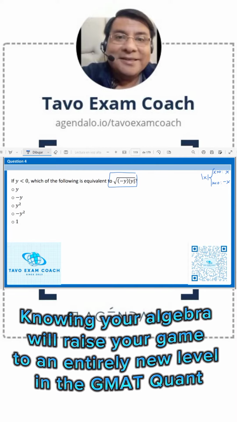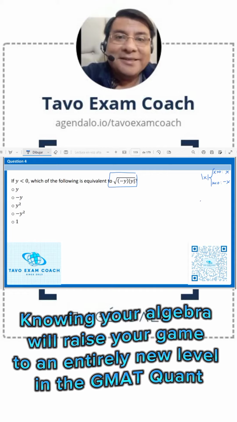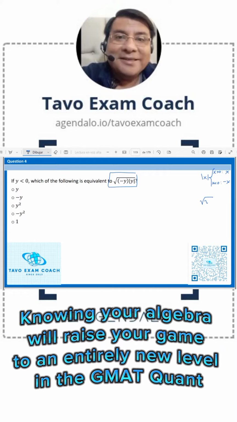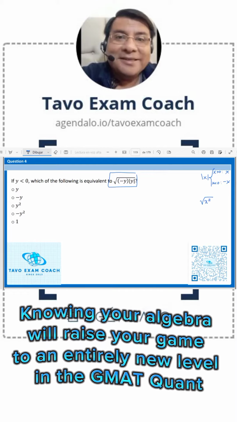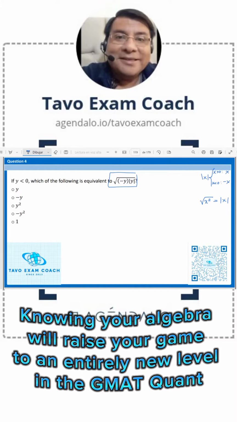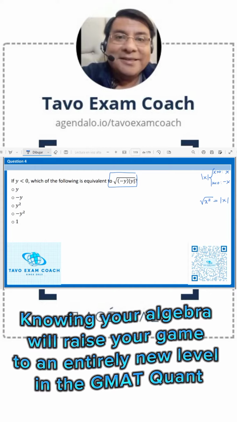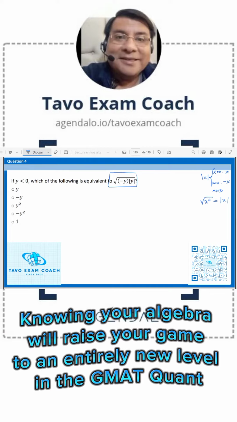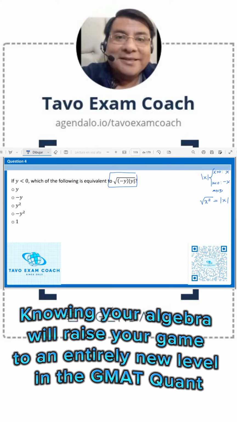Another important piece of theory is the square root of the square of any algebraic expression is always equivalent to the absolute value of that expression. Considering these two pieces of theory, let's attack our expression.